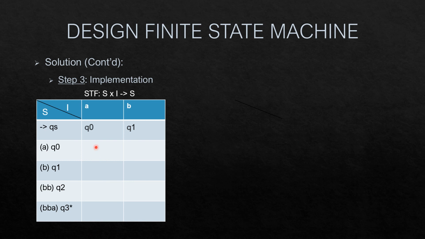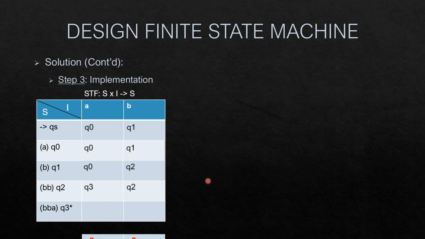From QS again we will be going to Q0 and Q1. From Q0 we will reach Q0 and Q1 respectively. From Q1 we will have BA and BB. So for BA we will go to Q0 and for BB we will reach Q2 state. From Q2 we will go to Q3 state on getting A as the next input, and for BBB we will stay in the same state, that is Q2 state.